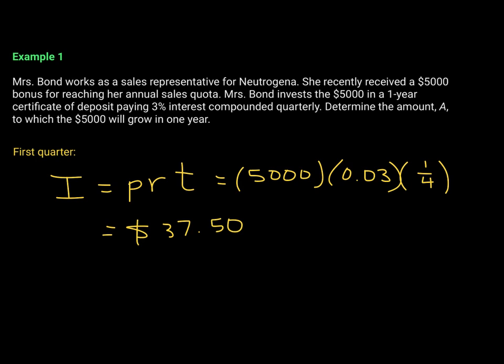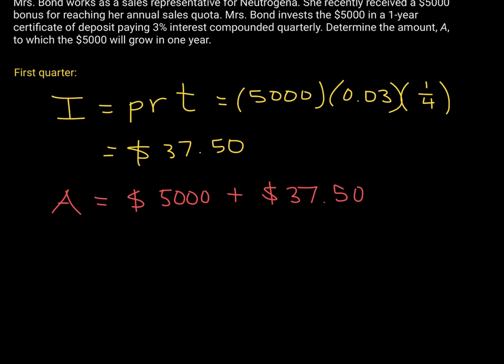So her amount, I'm reading the problem, determine the amount to which the $5,000 will grow in 1 year. Now the amount after the first quarter is the initial $5,000 plus the amount of money that she's earned from interest. So after the first quarter, she has a total amount of $5,037.50. Now, we're going to repeat this process for the second quarter, the third quarter, and the fourth quarter.